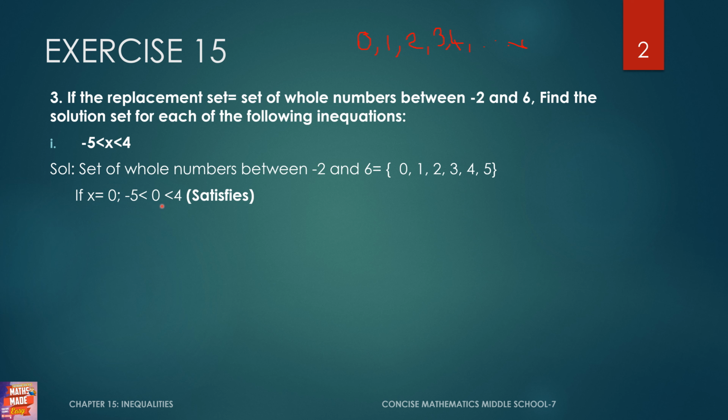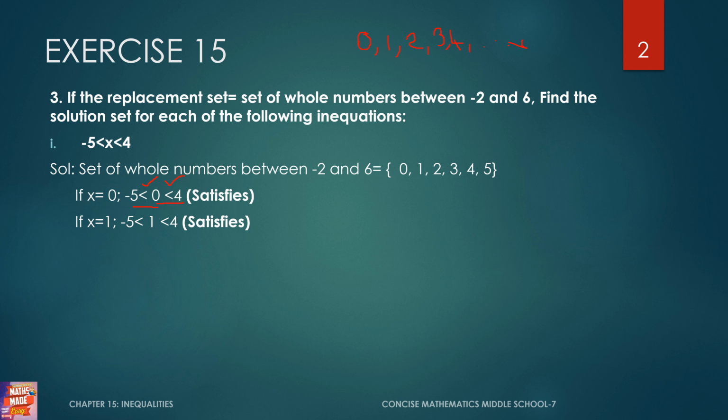Minus 5 is less than 0. Yes, minus 5 is less than 0. So this first condition is satisfied. And similarly, now check for the second condition, that is 0 is less than 4. Is it less than 4? Yes. If these two conditions are satisfied, then you can write it down as satisfied.